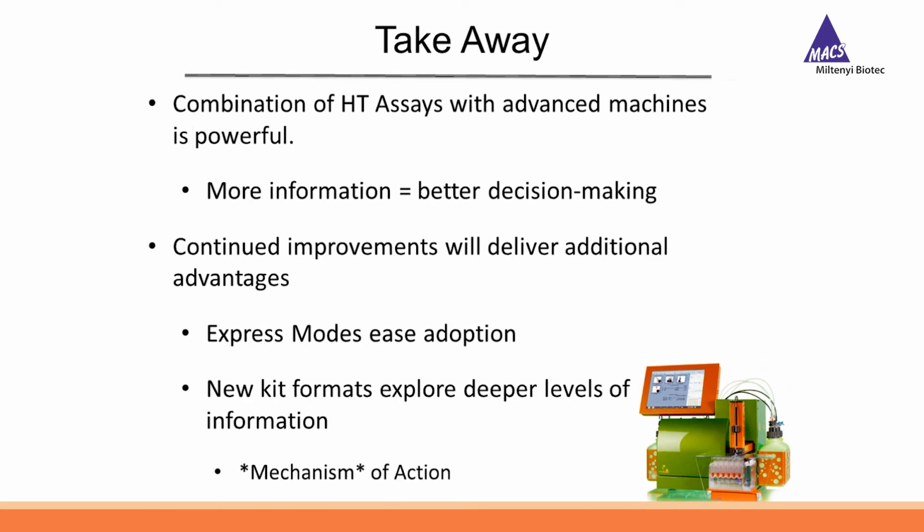And that brings us to our takeaway here. This combination of high-throughput assays with advanced machines can be exceptionally powerful. And it really comes down to this: more information can lead to better decision making. The kinds of decisions you need to make in your pipeline, whether compounds move forward, whether you keep something back on the shelf or move it ahead, this is the kind of information that you need, and it's much more informative as opposed to the traditional way, where it was just genotoxic or not.